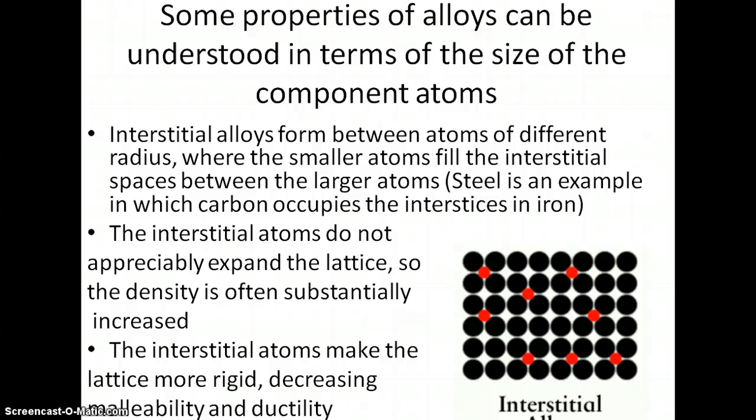Steel is a really good example of this because carbon is very small and it can fit in between the iron. And because the atoms do not expand the lattice that the metal makes, the density is often increased very much. So we don't get any more space, but we do get a lot more stuff in that space, a lot more atoms in that space. These atoms are going to make the lattice more rigid, less able to slide past one another, and therefore they're going to decrease the malleability and ductility. So interstitial alloys are going to have lower malleability and ductility than you would see in just the metals themselves.